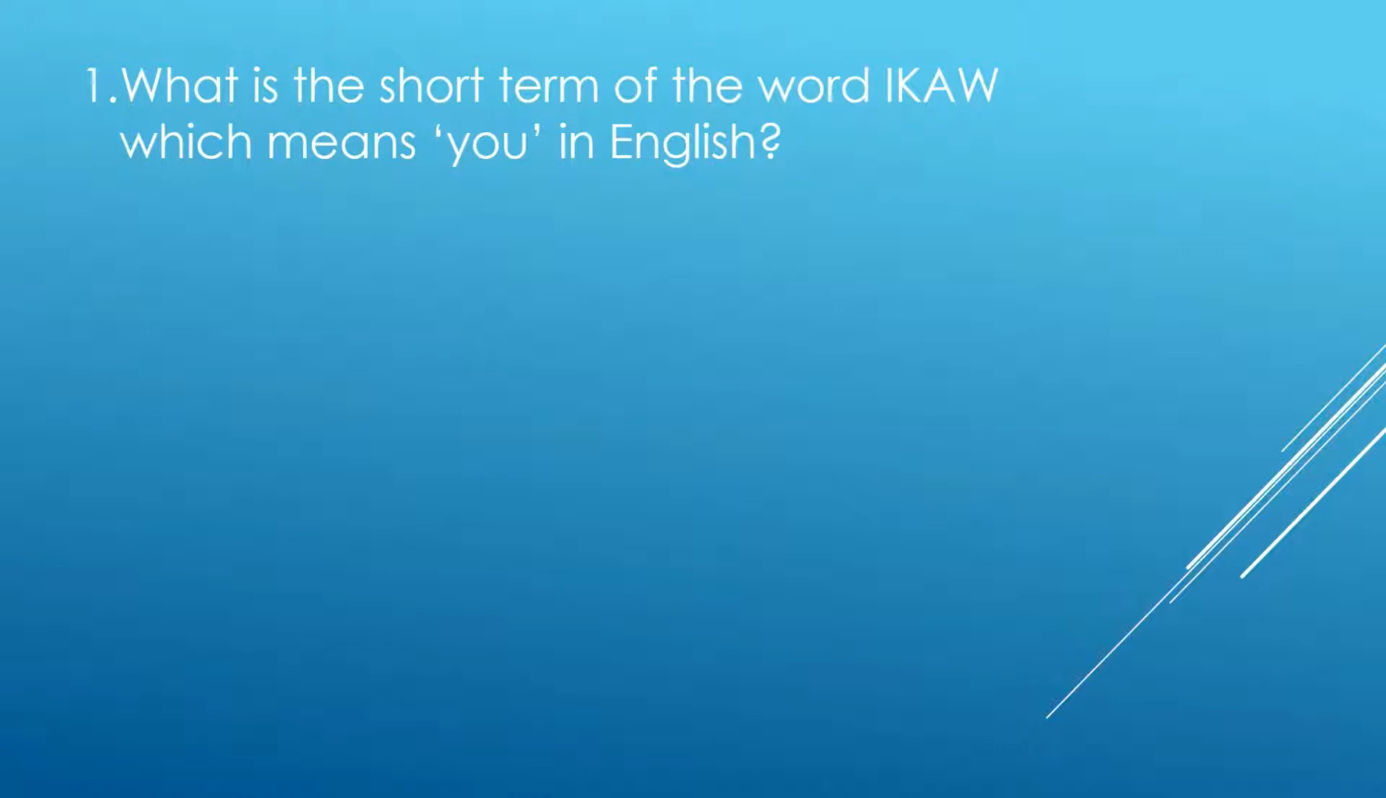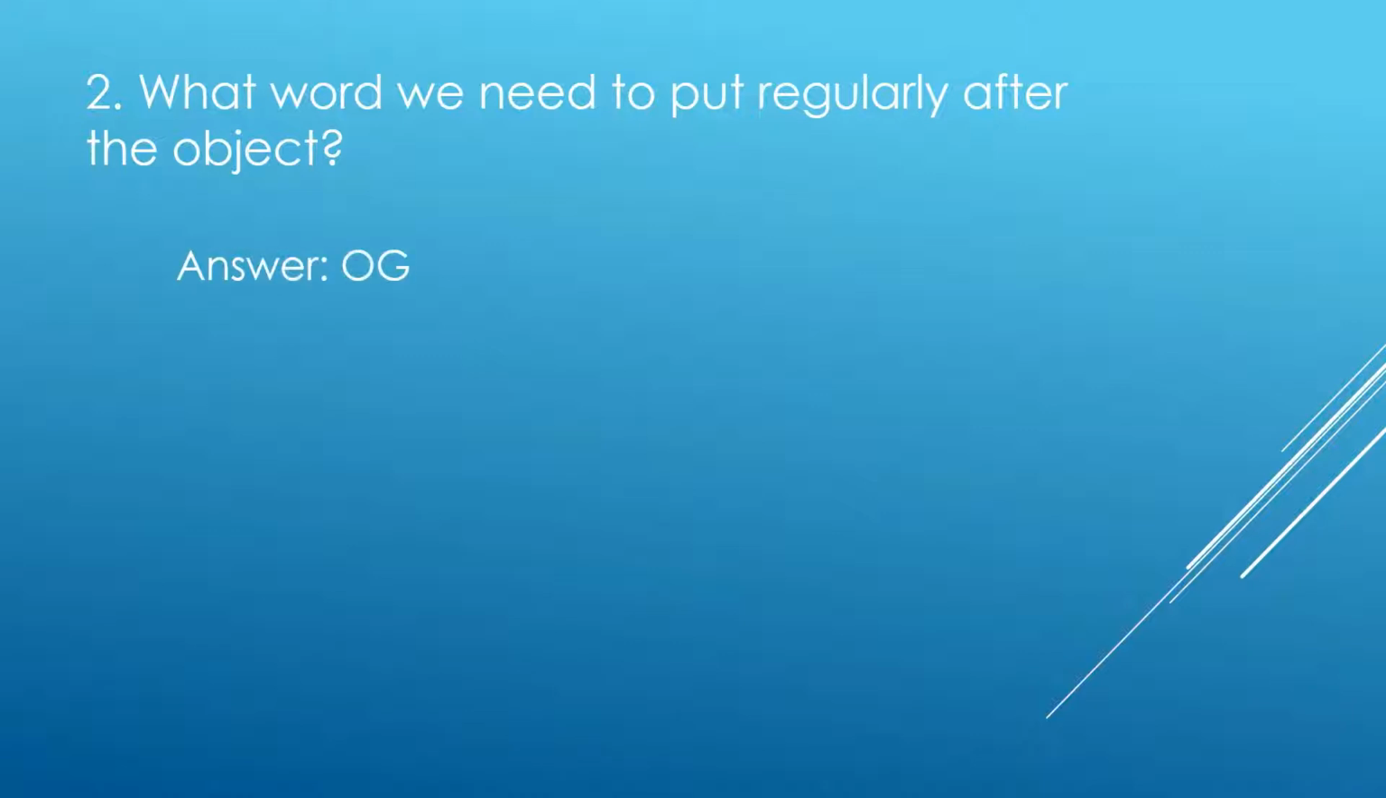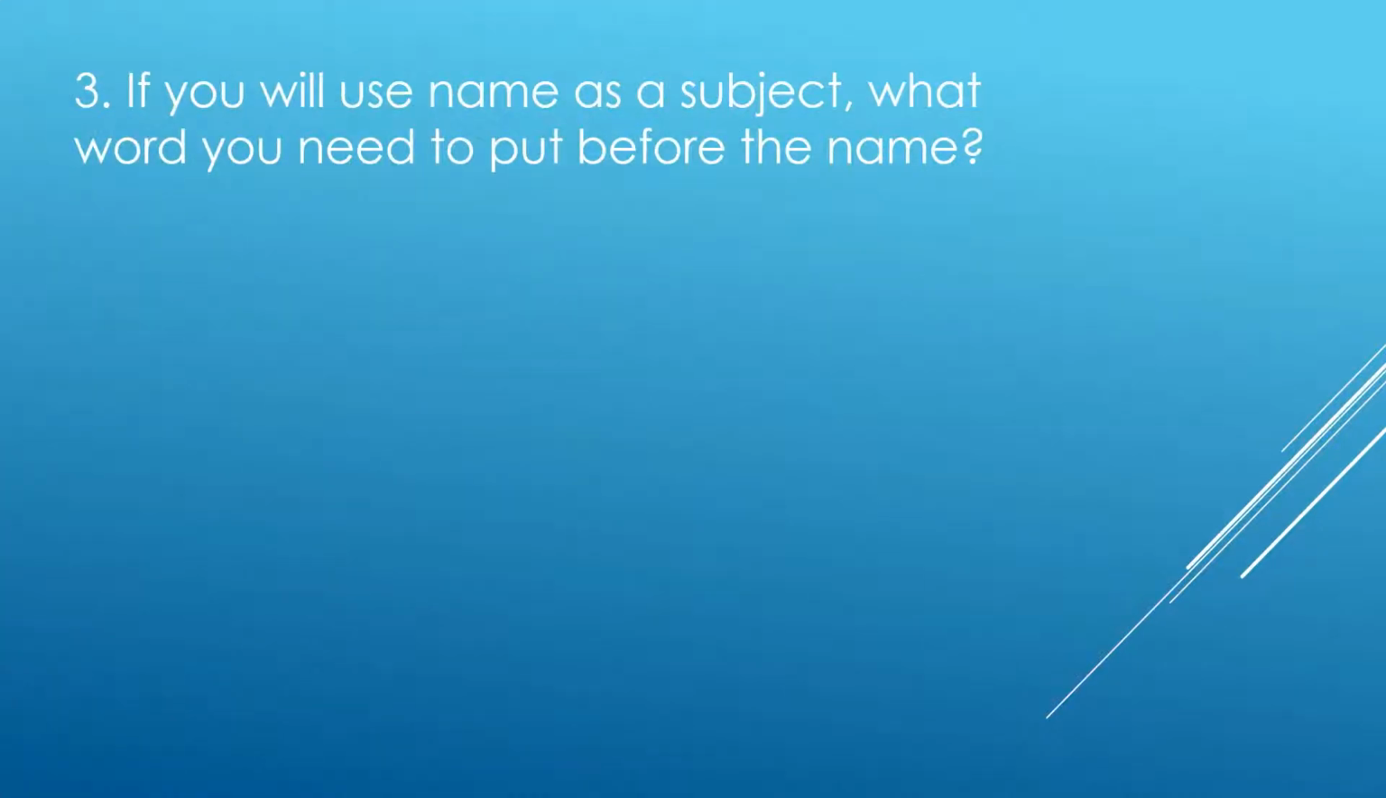You did very well. Now, here are the answers. Number 1. The answer is ka. It is the short term of the word ikaw when you use the word you in singular form. Number 2. The answer is og. Og is always present before the object. Number 3. The answer is si. Just like og, the word si is required if you will mention a name in a sentence.